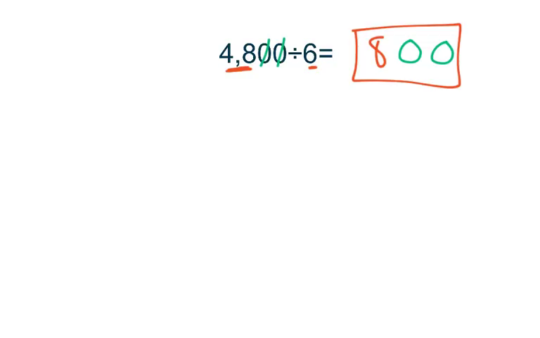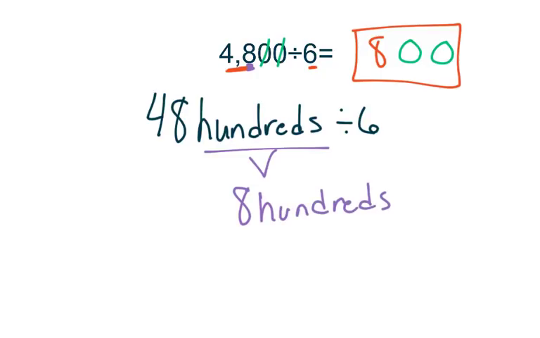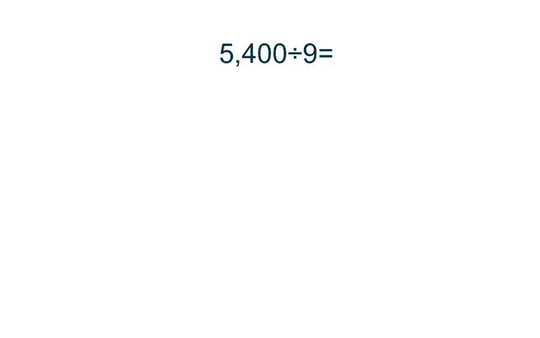Now, I want us to understand why we're crossing those zeros out and what it means. We can rewrite 4,800 as 48 hundreds because my 8 here is in my hundreds place. So I can rewrite this as 48 hundreds divided by 6. If I were to do that, my hundreds would come with me into my answer, my quotient. 6 goes into 48 8 times, so I would have 8 hundreds, and 8 hundreds is equal to 800. So that's just why we're crossing those zeros out. This tells you why.